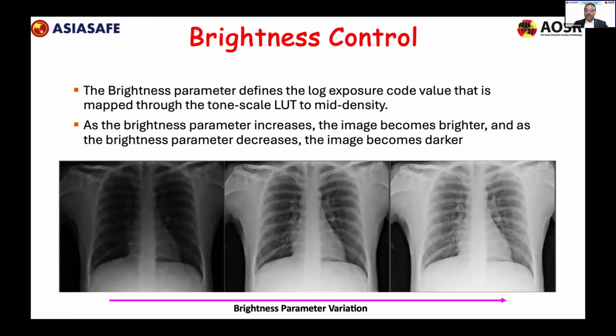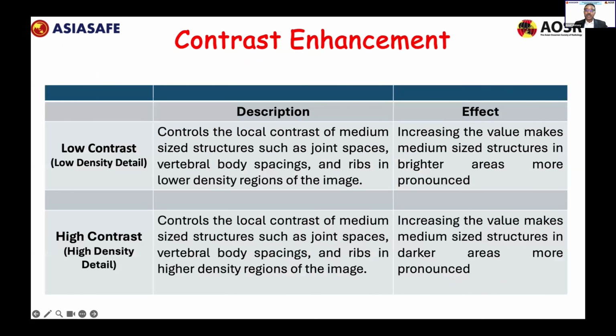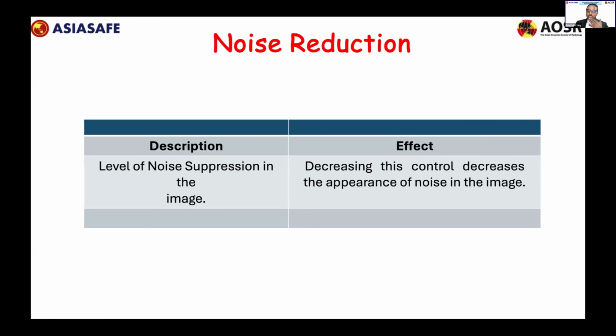Brightness control, I have already talked about. We can see how brightness control can hide structures, or optimum brightness control can give you more details in a chest radiograph. Contrast enhancement, again, in a similar manner, low contrast and high contrast. Again, it is very important depending on the structures which you are trying to image. Noise reduction, again, ideal optimal factors are required so that noise reduction is optimum for the particular part you have x-rayed.